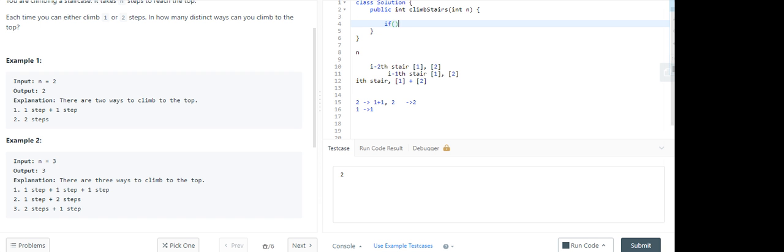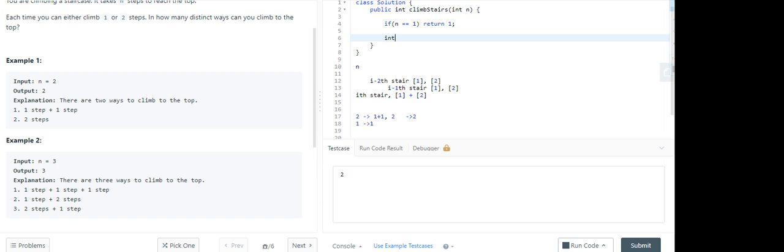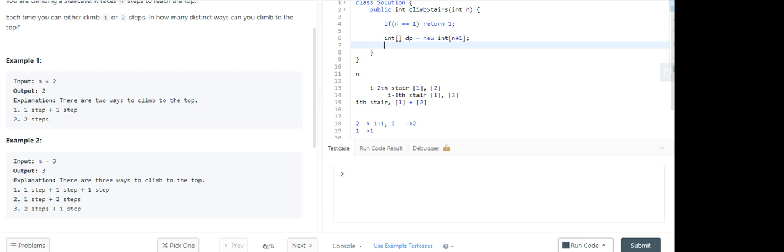So let's write the corner case. If n is equal to 1, you need not bother, you can just return 1 because there is only one way to climb or reach step 1. Now let's have a one-dimensional DP array, which is going to store our intermediary steps here. This array is going to start from the 0th index, which means we have to return the nth answer corresponding to the nth stair.